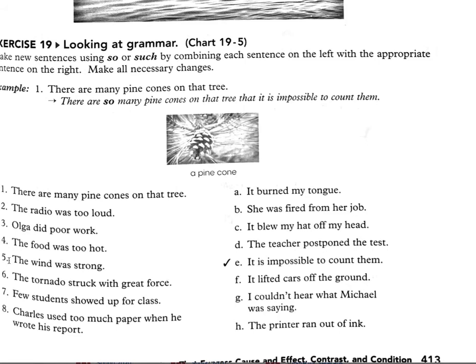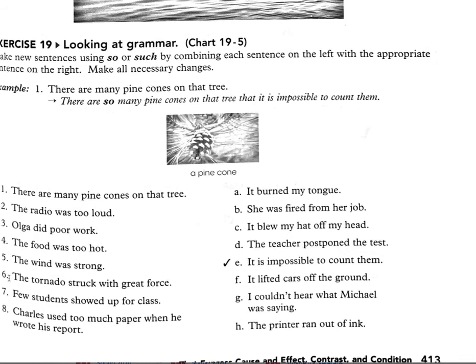Number 5. The wind was strong. In this particular case, since strong is an adjective, there's no modified noun, so you're going to use so. The wind was so strong that, letter C, it blew my hat off my head. Again, the wind was so strong that it blew my hat off my head.